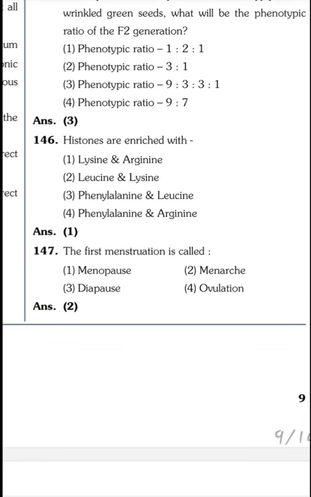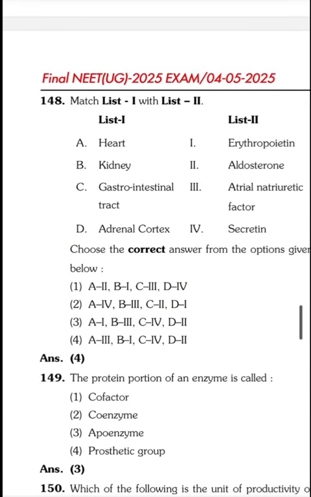The first menstruation is called the menarche. The stoppage of menstruation is called menopause. So the first menstrual cycle is called menarche. So they are all easy questions.